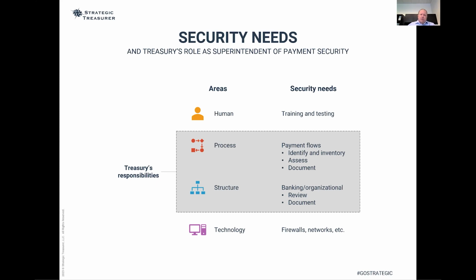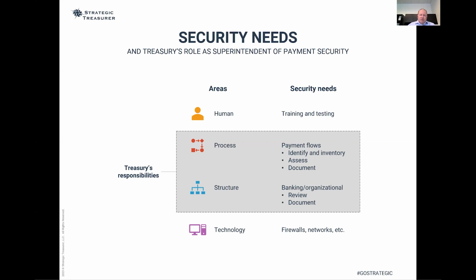But from Treasury's responsibility on the process and on the structure, a few things to consider and evaluate. One is the payment flows. The first step is that those need to be identified and inventoried, and a complete inventory of those payment flows is vital. How do payments flow through your organization? What's the starting point?